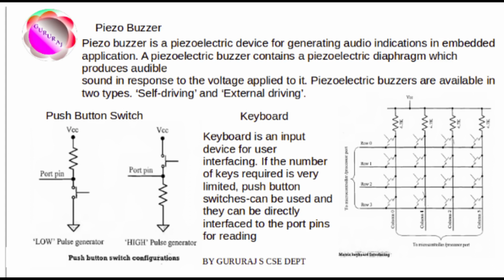Next is keyboard. It is an input device for user interfacing. If the number of keys required is very limited, push button switches can be used and they can be directly interfaced to the port pins for reading. The 16 keys are arranged in a 4 column by 4 row matrix as shown.